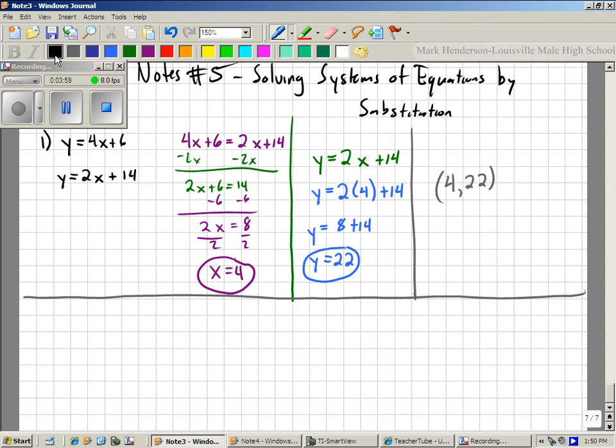Let's do one that is more of a real substitution. y equals 2x plus 7, and 4x plus y equals 1. So, listen, I'm just going to tell you that it might be easier for you to solve it for y and then put it in your calculator. And that's fine. But I will tell you that it's better for you to learn this skill now than to try to figure it out later.